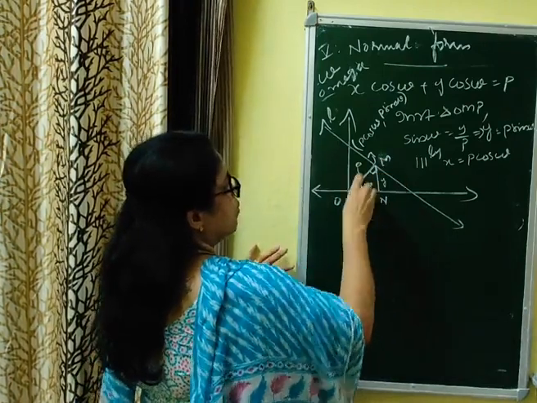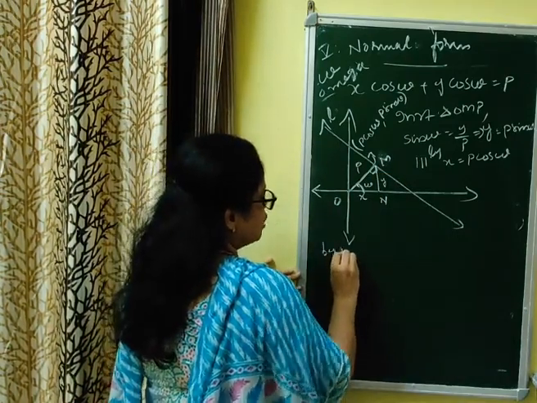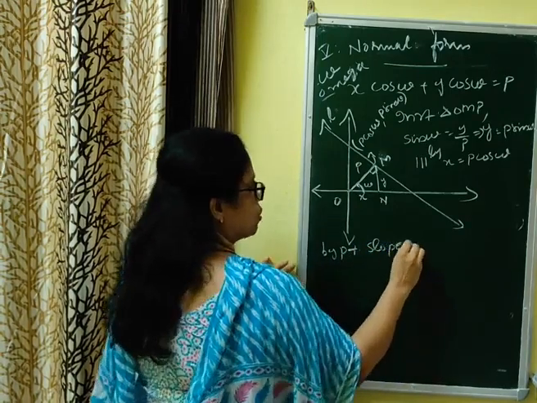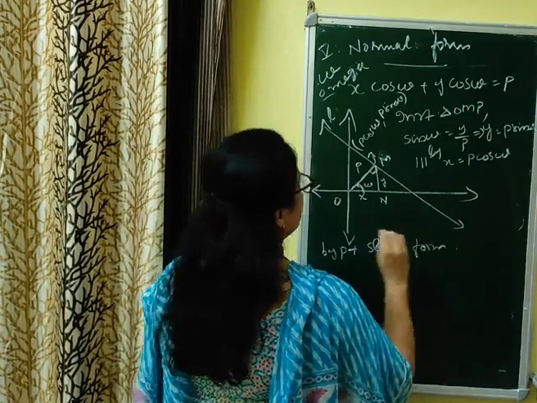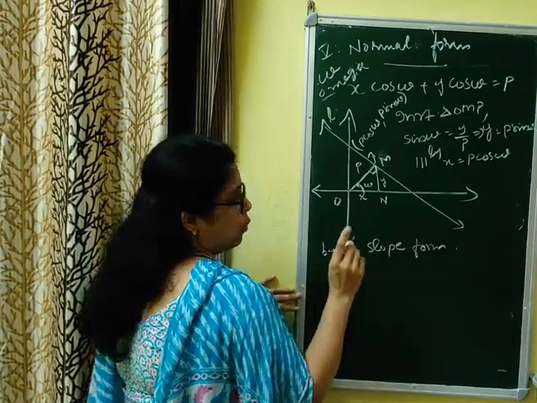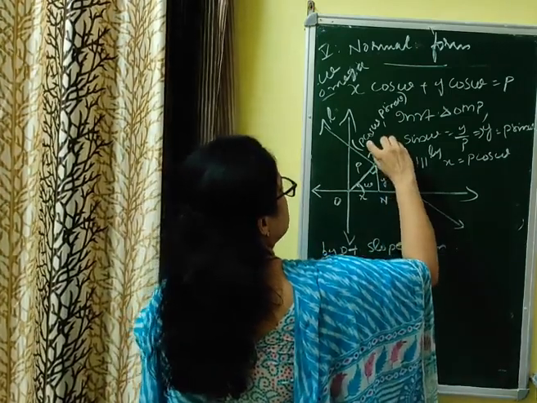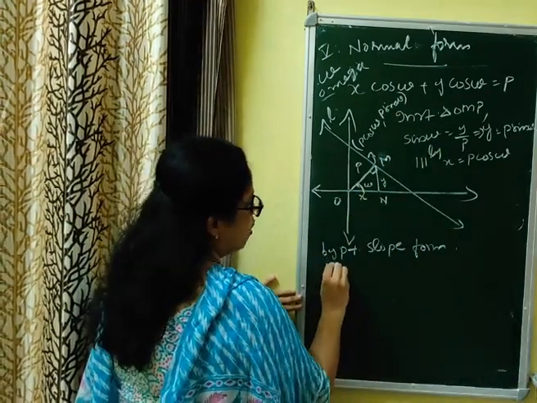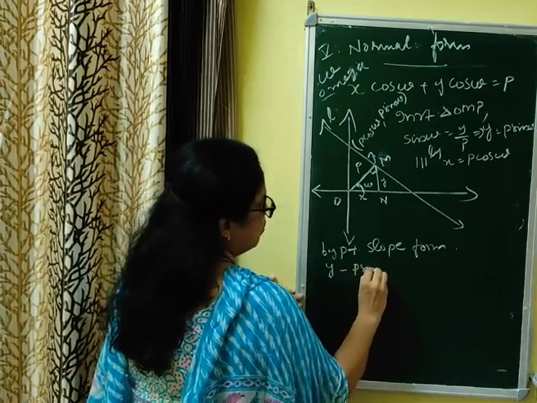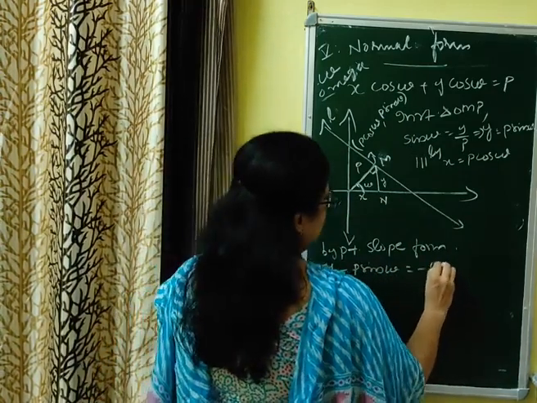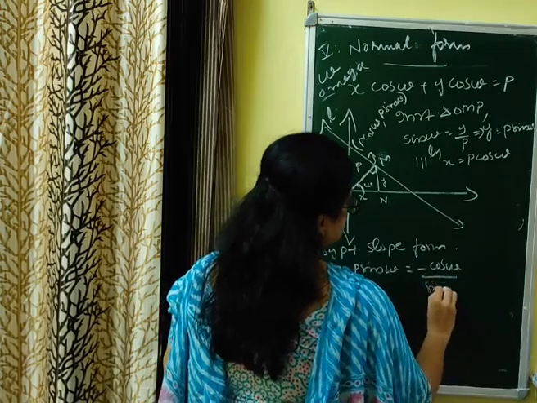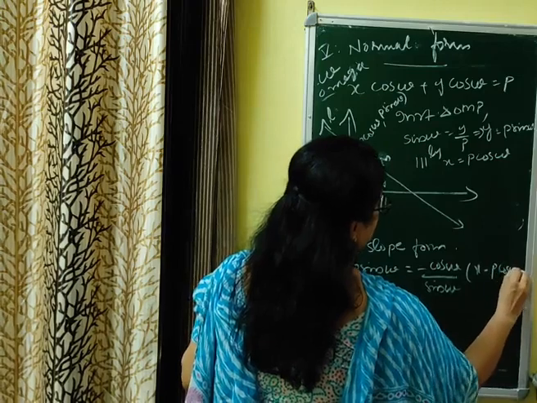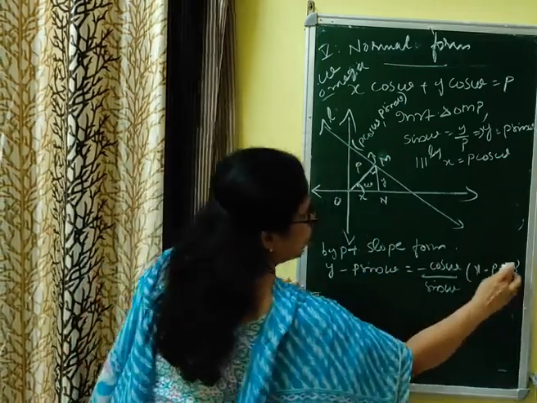Now one point is given, slope is given, so you can use point slope form. By point slope form, y minus y1 equal to m into x minus x1. x1, y1 is p cos omega, p sin omega, m is minus cos omega by sin omega. y minus p sin omega is equal to minus cos omega by sin omega into x minus p cos omega.